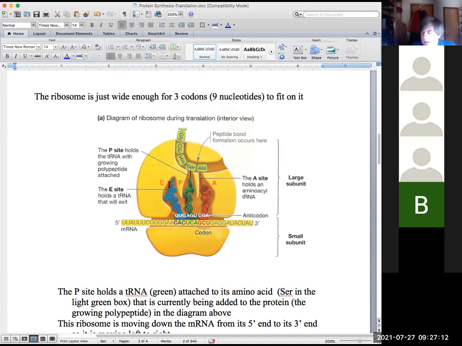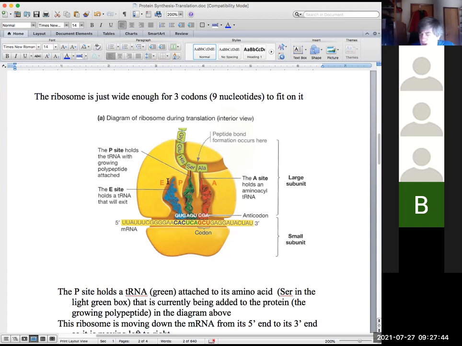Over here in the E spot, we've got this blue wormy thing. Notice that this blue thing looks a little bit different than that green thing. This is transfer RNA, but there are different transfer RNAs and they all have slightly different shapes. This is the exit site. So when the ribosome moves to the right, whatever's in the P site will slide over into the E site.